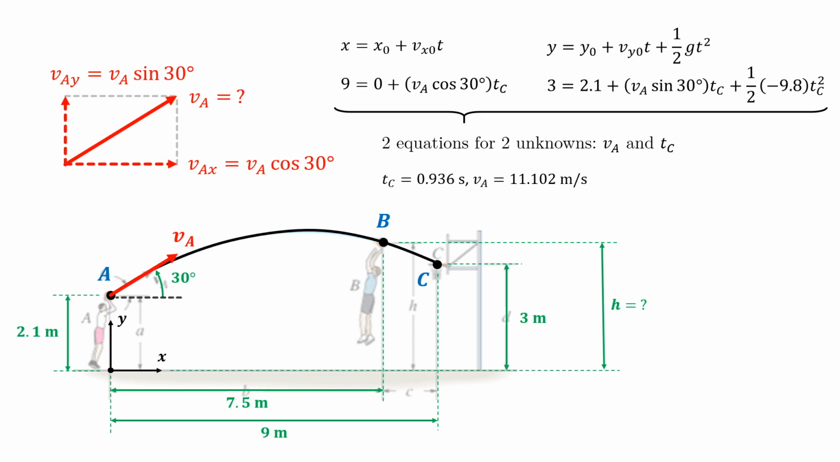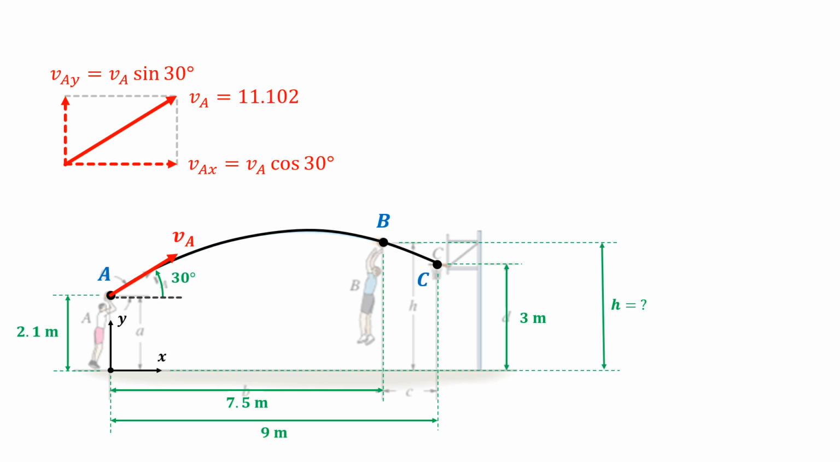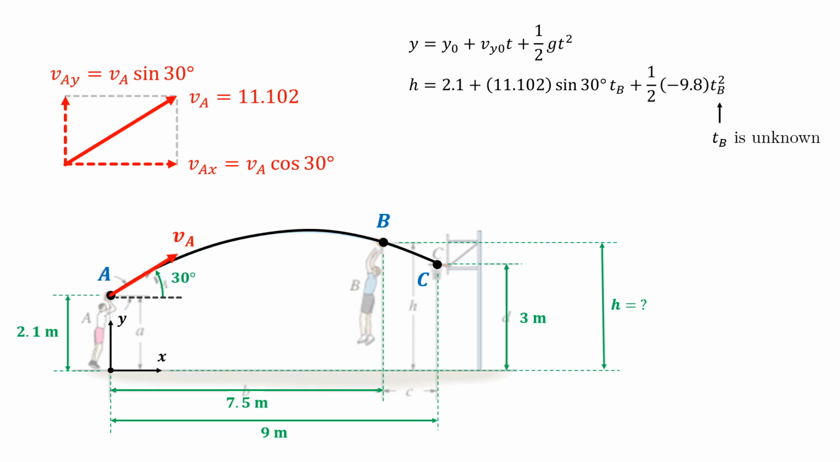Now that we know the initial velocity, we can move on to solving for h. If we try to use the equation for the vertical position, we run into a roadblock in that we don't know how long it takes to reach point B. To remedy this, we can use the horizontal position equation. Substituting in the horizontal distance to point B, as well as the horizontal velocity, lets us solve for tB, which is 0.78 seconds. Substituting that value back into the equation for vertical position gives us h equals 3.447 meters.